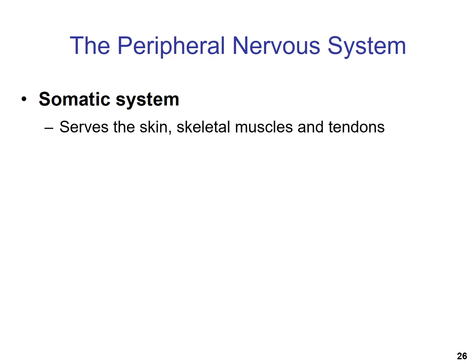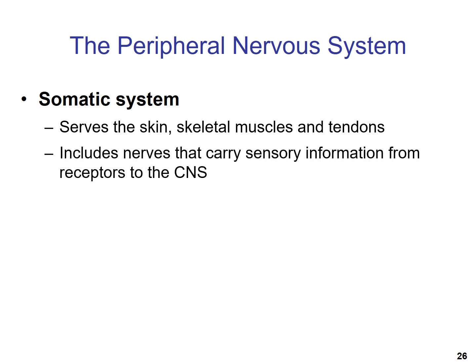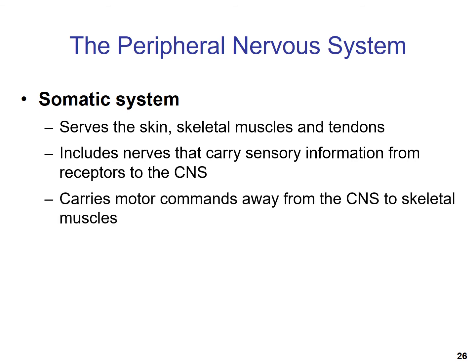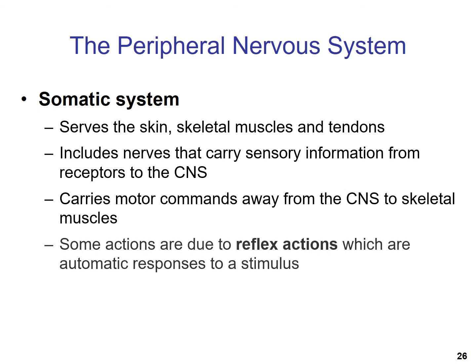So the somatic system, like I said, serves the skin, skeletal muscles, and also tendons. So it includes nerves that carry sensory information, and it includes nerves that carry motor information. So sensation from the skin, skeletal muscles, and tendons, and instructions that go to the skeletal muscles and tendons come from the somatic system. So it carries, again, motor commands away from the central nervous system to skeletal muscles.